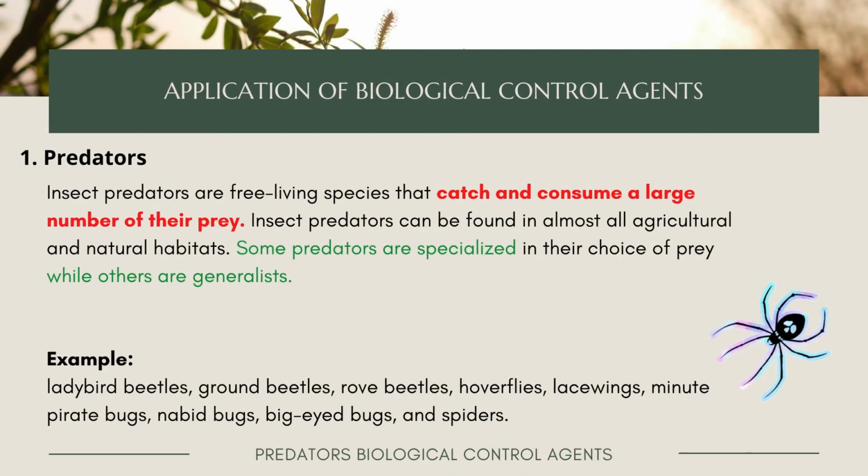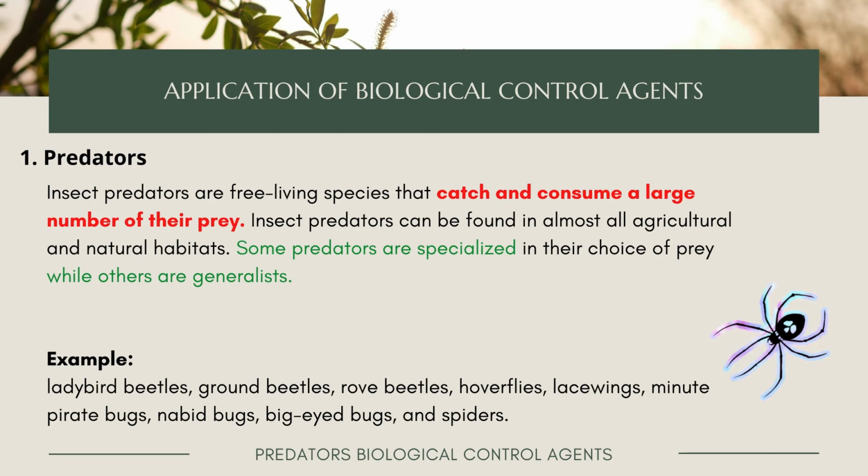Application of biological control agent. For the biological control agent, there are several types, and each type serves a different application. The first one is predators. Insect predators are free-living species that catch and consume a large number of their prey. Insect predators can be found in almost all agricultural and natural habitats. Some predators are specialized in their choice of prey, while others are generalists.